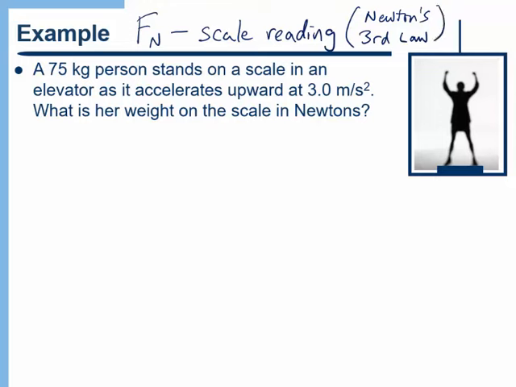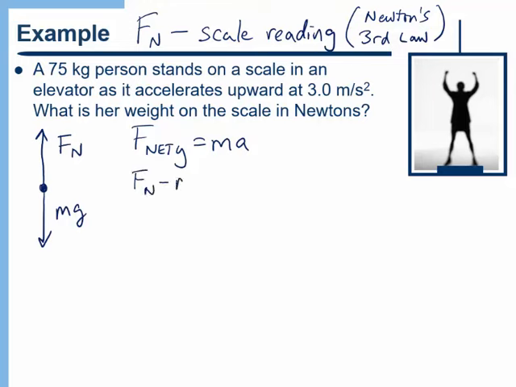So let's go ahead and draw the free body diagram for our person in the elevator. They only have two forces acting on them. The scale is pushing up on them, that's the normal force. The force of gravity is pulling down on them, mg. And so let's go ahead and write down Newton's second law in the y direction. The net force in the y direction is equal to ma. And we know the two forces, Fn minus mg, is equal to ma. Or then the normal force is equal to mg plus ma.